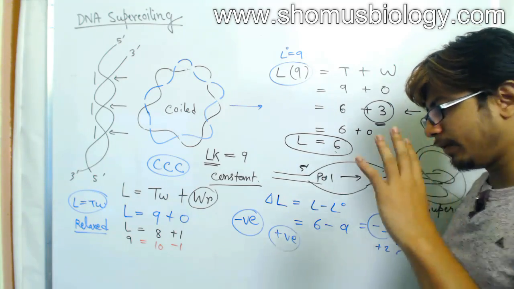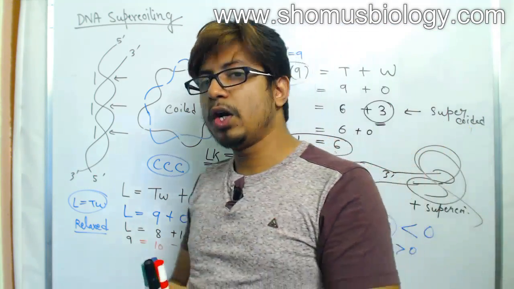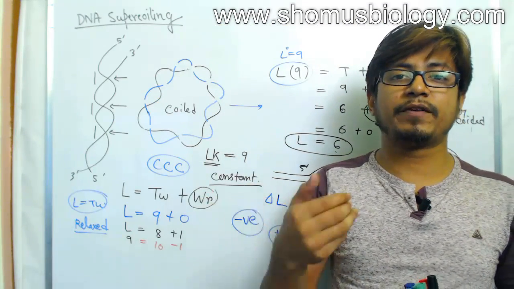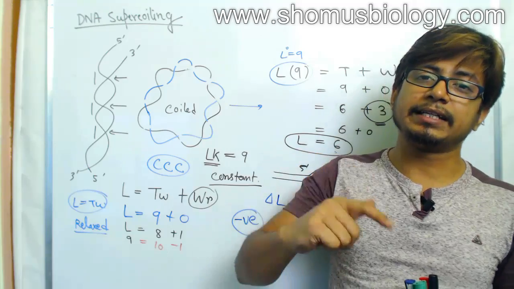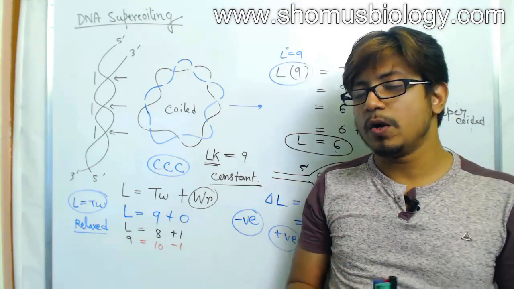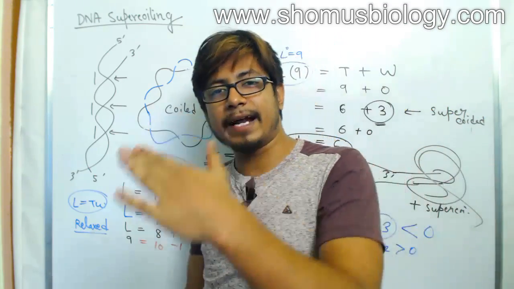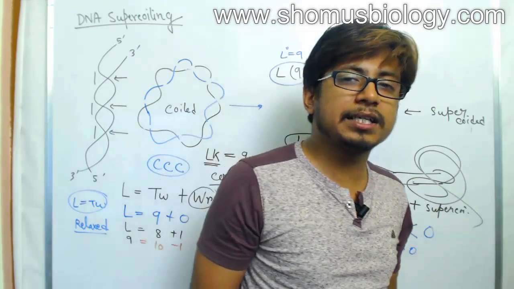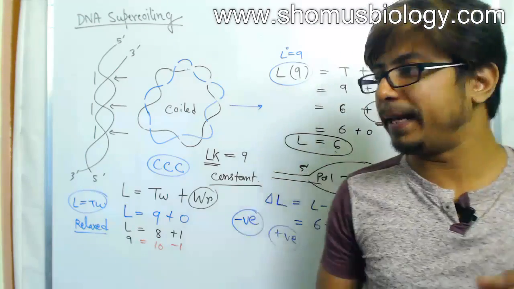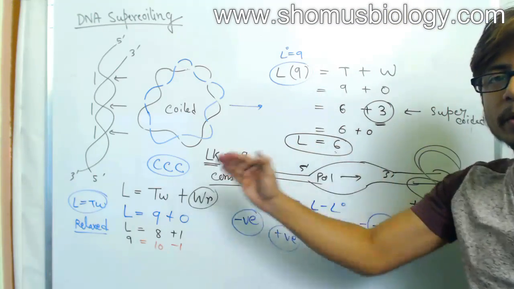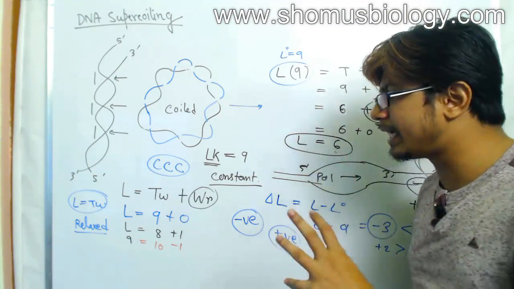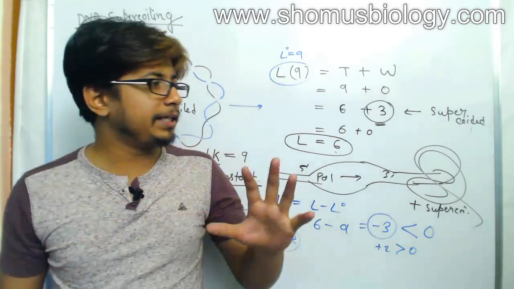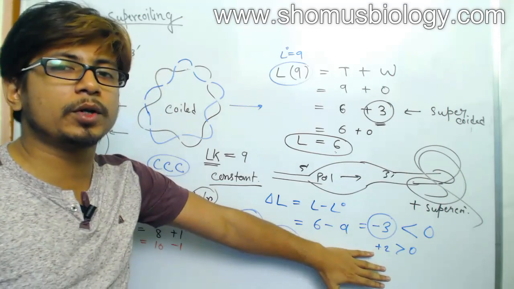So remember one thing very clearly: positive supercoiling means a left-handed turn, in a clockwise direction, while negative supercoiling is a right-handed turn, in an anti-clockwise direction. That's how the supercoiling is explained. So these are the mathematical components of supercoiling, and try to understand that normally in our cell most of the DNA is present in a negatively supercoiled state.